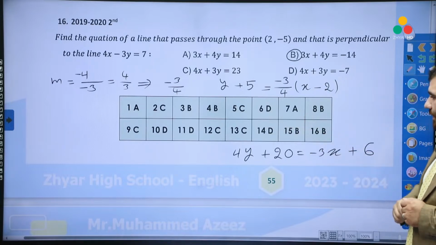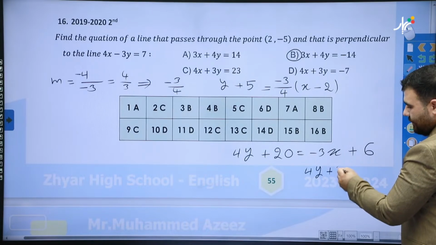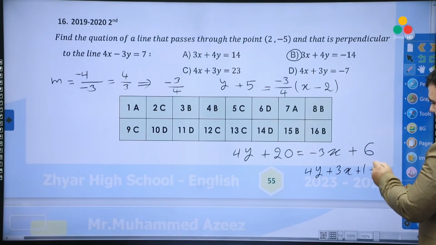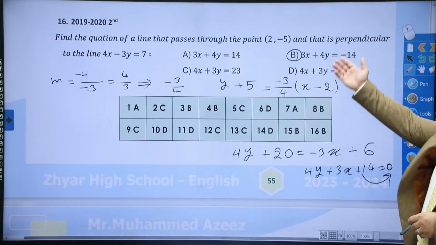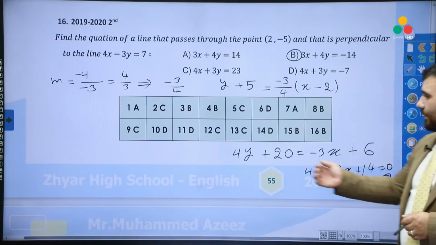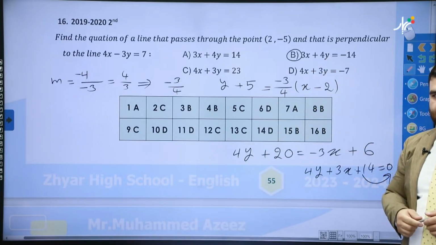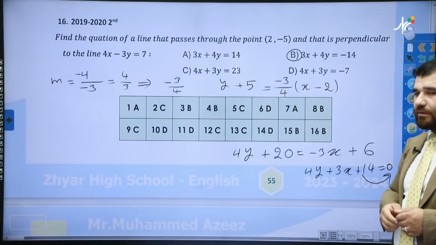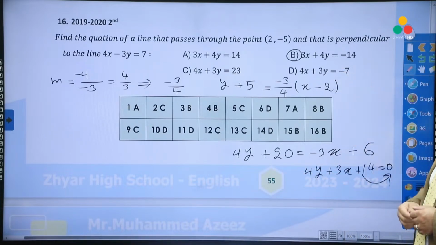These x's go to the other side. We will have 4y plus 3x plus 14 equal to 0. Then 14 goes to the other side, becomes -14. This makes B the correct answer. By seeing 4y here and 3y there, we know B is the correct answer. But to be sure, it's not a very complicated process to find the equation of a straight line. It's better to be sure than guess.